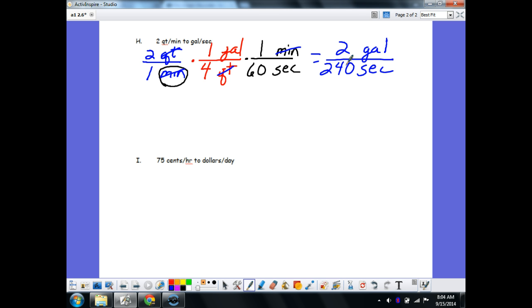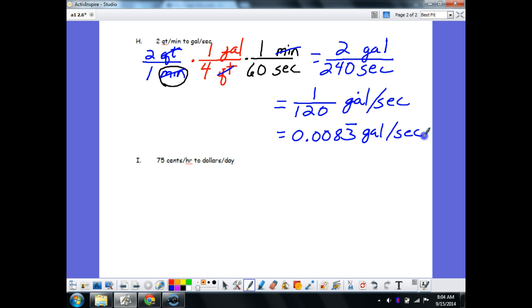So basically this is 2 gallons in 240 seconds, or if we reduce the 2 over 240, it's 1/120th gallon per second. If you are a decimal person, you can divide that, but be careful of being precise. What that is equal to, using the repeating bar, is 0.0083 repeating gallons per second. So with these, we're doing 2 conversions at once within the same problem.